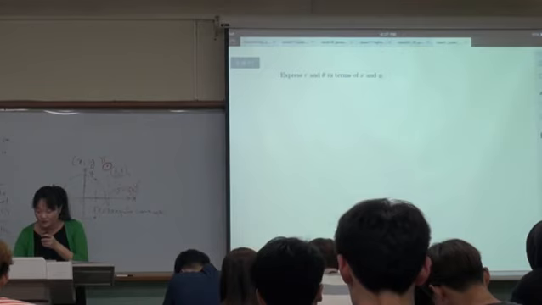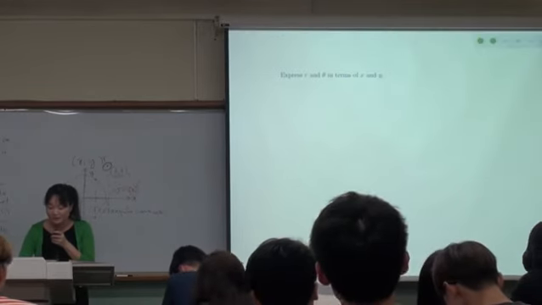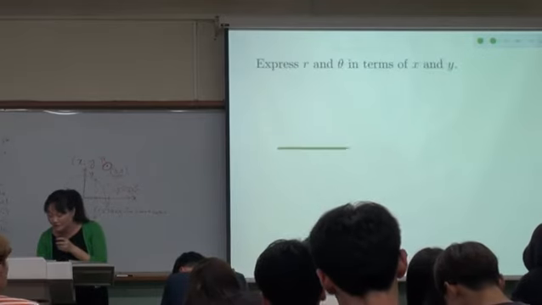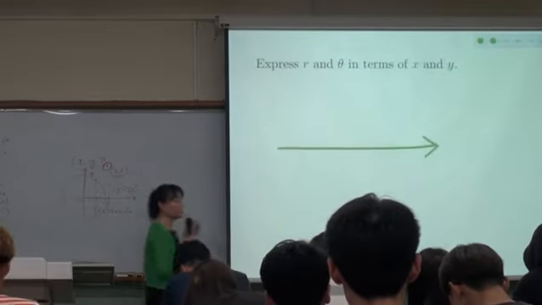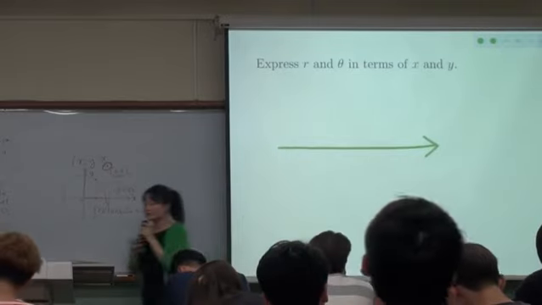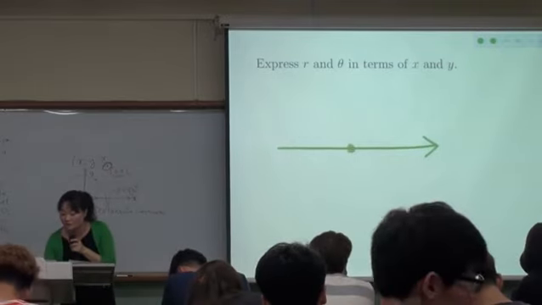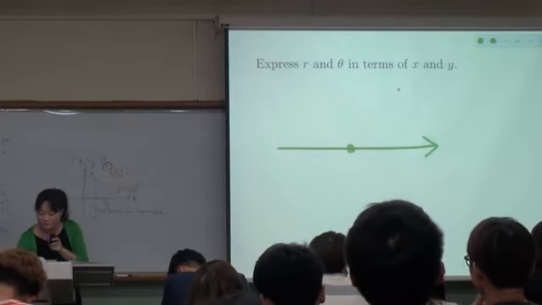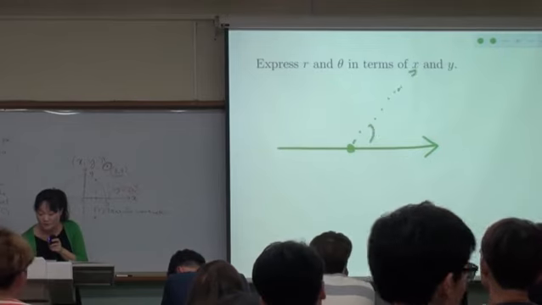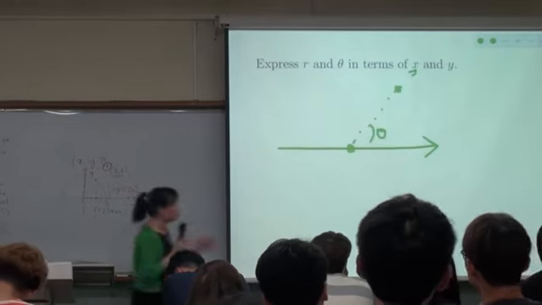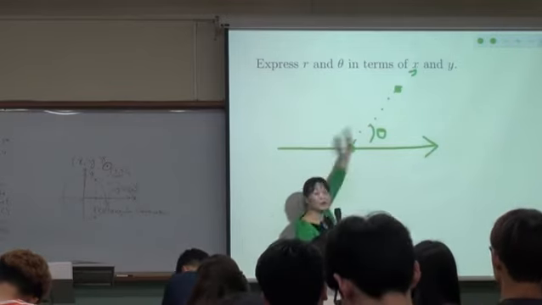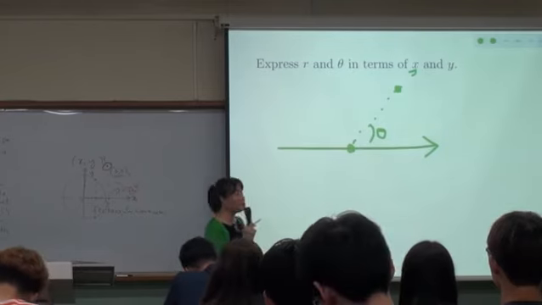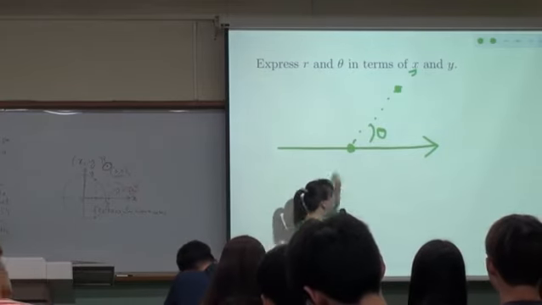Okay, now the other way around, express r and theta in terms of x and y. So, now we are given r and theta. We have the polar axis and the pole, and the point is somewhere here, let's say. Like this, so this is theta. If it were this angle, it would be minus that, but suppose the point is right there. So I am given the polar coordinates.